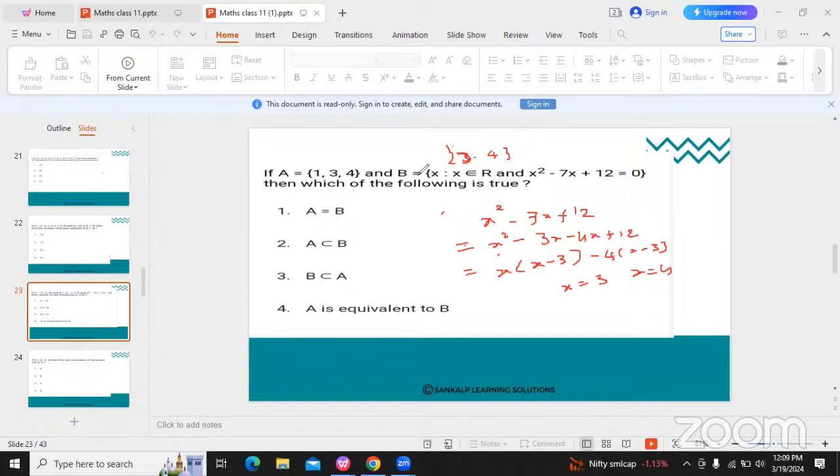So set B is 3 comma 4. Which option is satisfying here? Option 3. Why? Because apart from 3, 4, in set A, 1 is also present. So set B is a subset of A. Option 3 is the correct answer, so write it down first. And A is not equal to B. Why? Because in A, 3 elements are there, and in B, 2 elements are there.